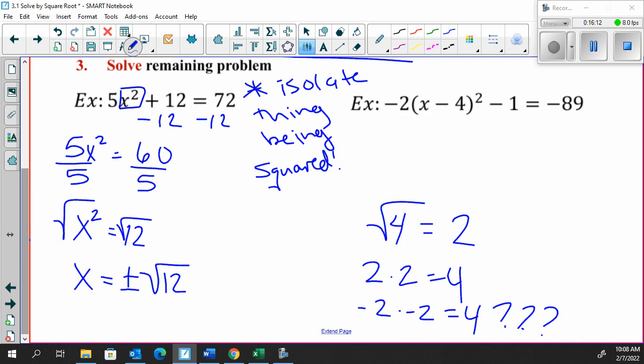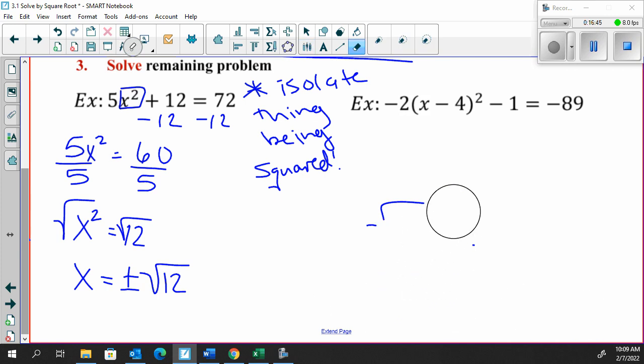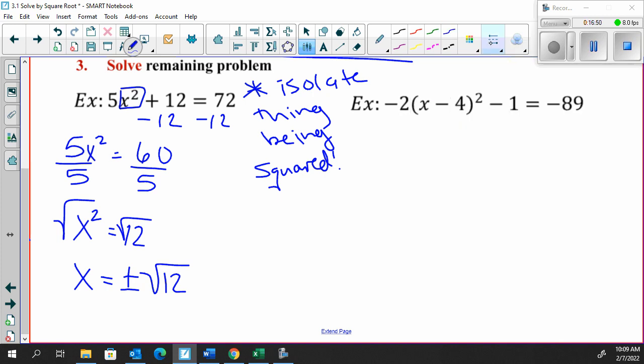So the square root of 4 could be 2, and it is 2. Technically, negative 2 also works, because negative 2 times negative 2 is also 4. Does that make a little bit of sense? So anytime you take a square root, you need to account for the positive option as well as the negative option. So really what the plus minus is doing is it's giving you two numbers, positive square root of 12 and negative square root of 12. And that's all it is.